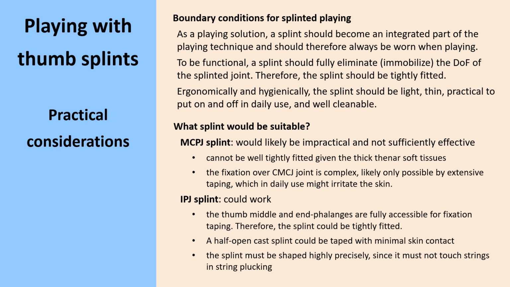The thumb middle and end phalanges are fully accessible for fixation taping. Therefore, the IP joint splint could be tightly fitted. A half-open cast splint could be taped with minimal skin contact. However, an IP joint splint must be shaped highly precisely, since it must not touch strings in string plucking.